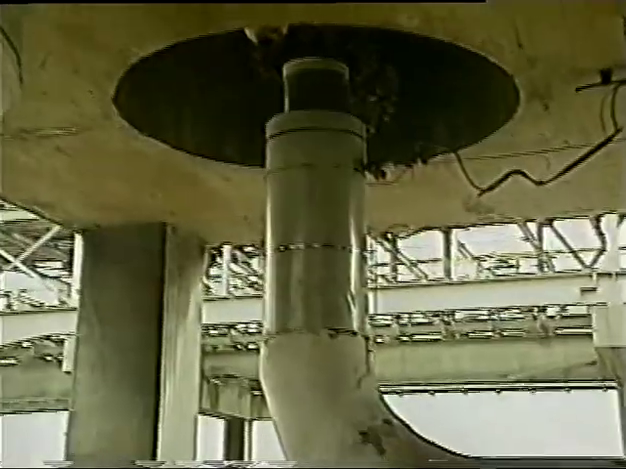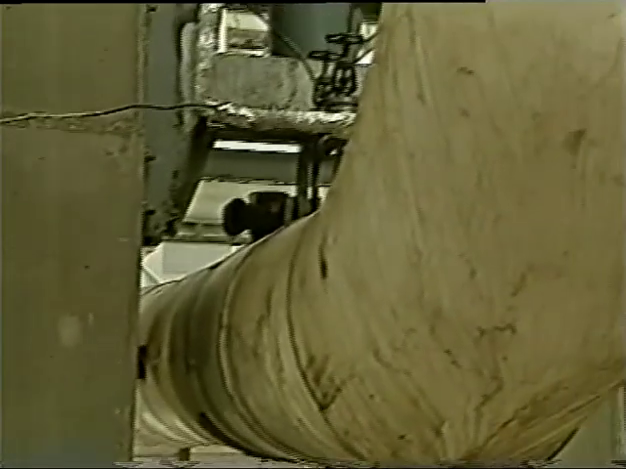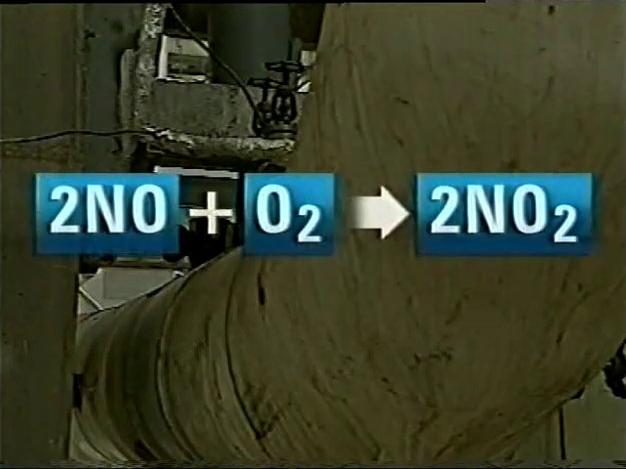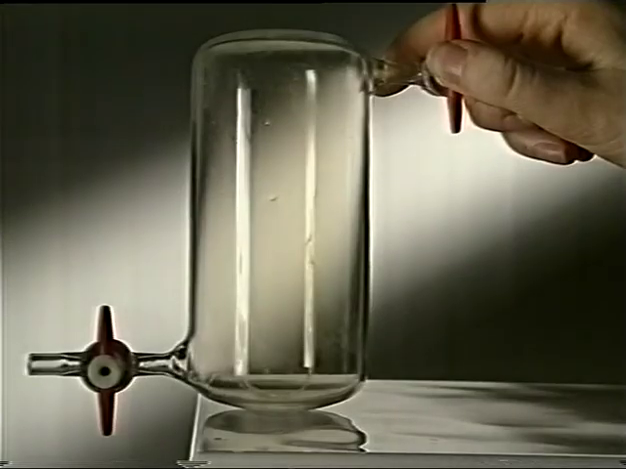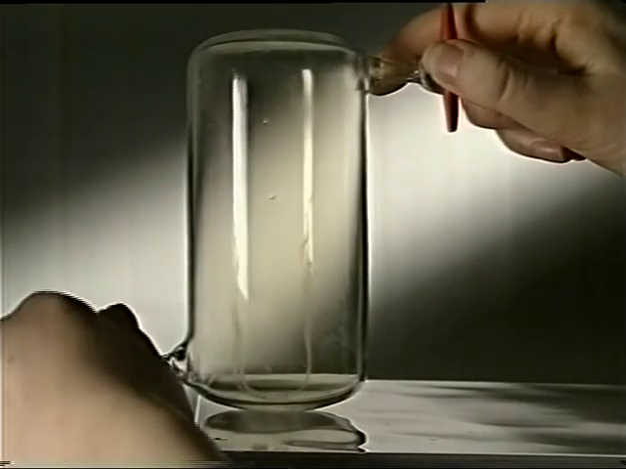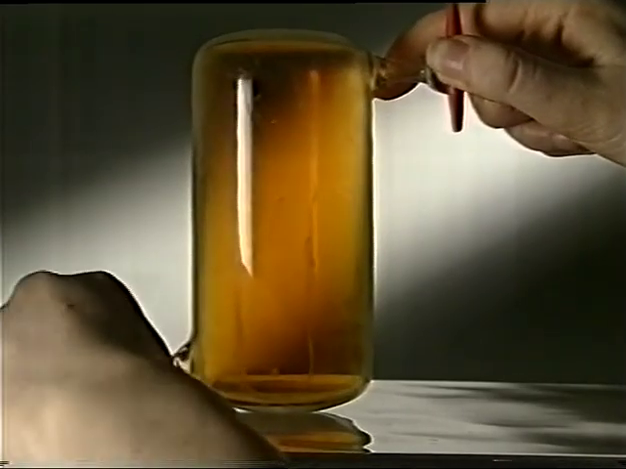The next step is for the nitrogen monoxide to be oxidized further. Nitrogen monoxide reacts with more oxygen to produce nitrogen dioxide. Add air to a flask of colourless nitrogen monoxide gas, and it forms brown nitrogen dioxide.